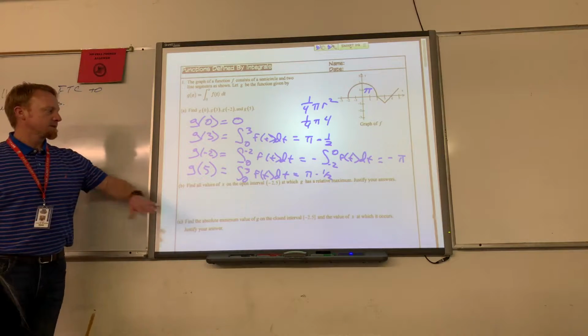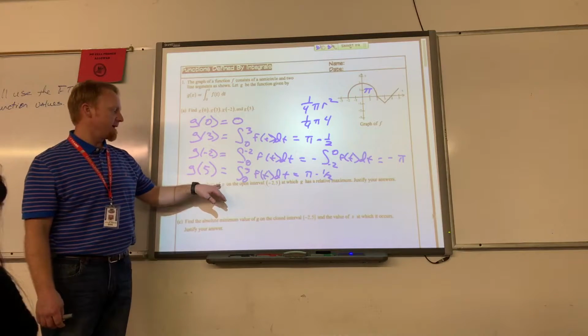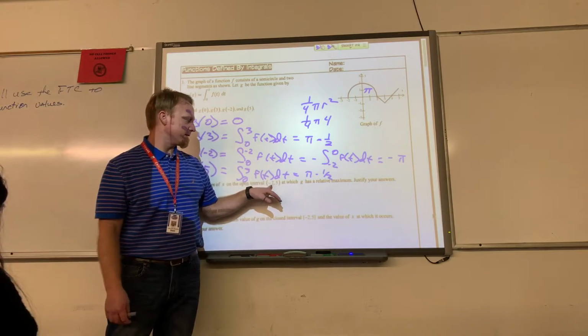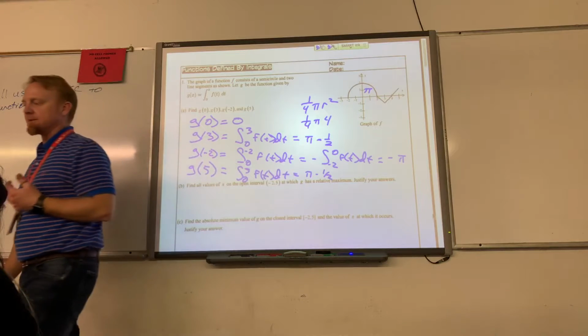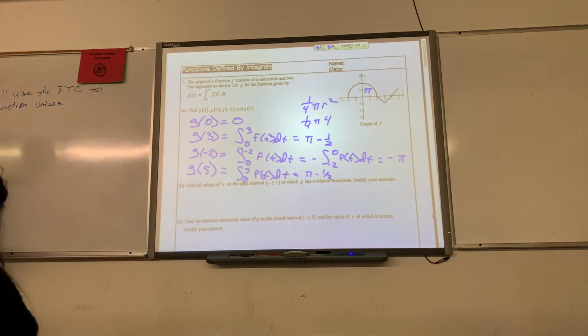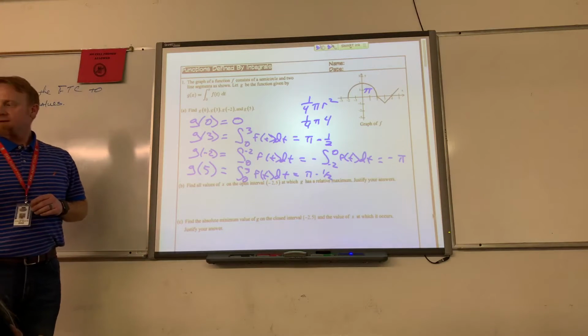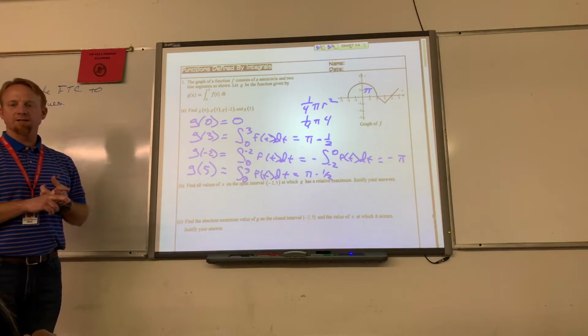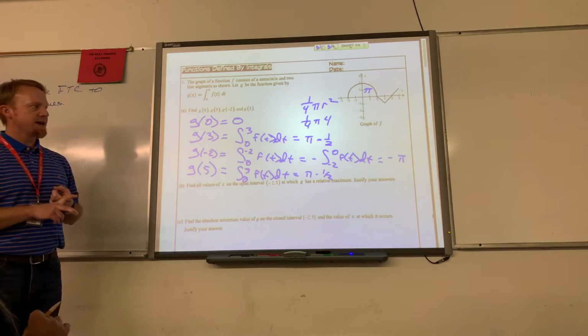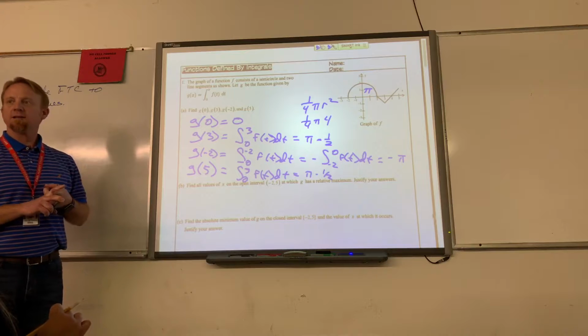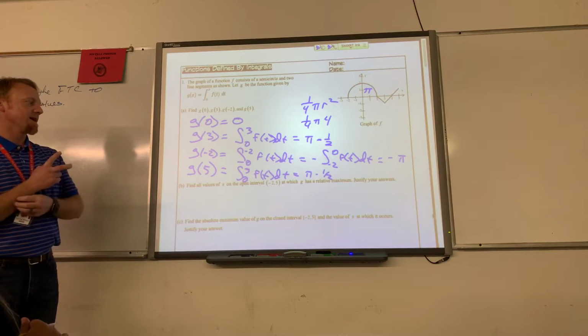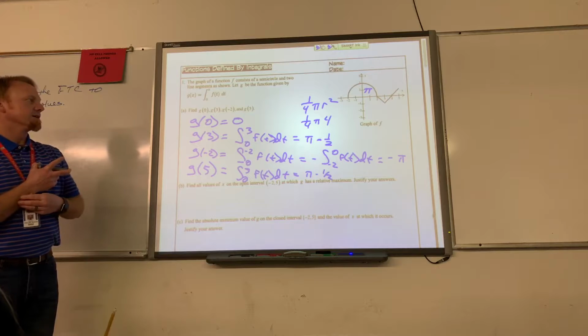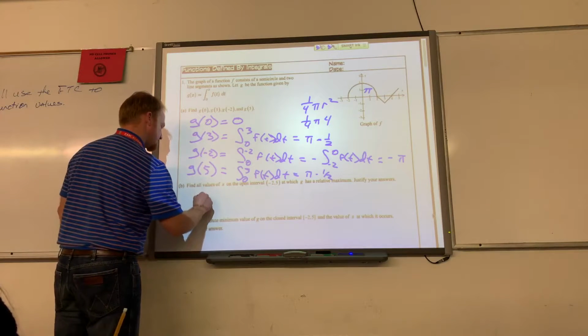All right. Next thing, find all values of x on the open interval negative 2 to 5 in which g has a relative maximum. So how do I look at that and find the relative maximum? This is bringing it back a little bit. Look for critical points. Critical points occur when it touches the x-axis, and a maximum is going to happen when it changes from positive to negative. So that means my relative maximum is at 2.